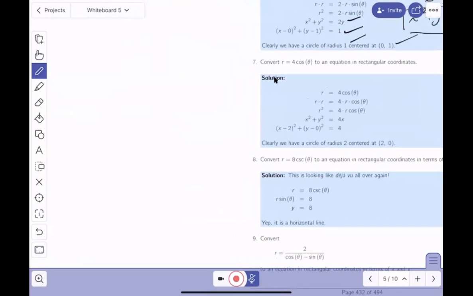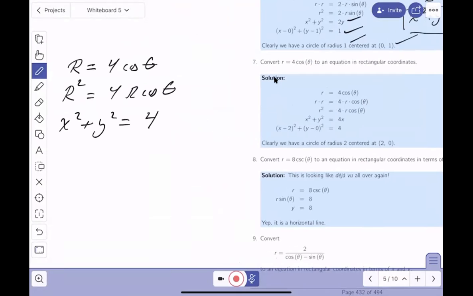Again, fairly simple. Again, these are confidence builder problems, and it's going to be r equals 4 cosine theta. Again, I would multiply both sides by r. You would get r squared equals 4 r cosine theta. This is x squared plus y squared is equal to 4x, right? So what do you get over here? That's a fine answer if you want to use that. I'm going to write it in standard form. It is a circle, by the way.